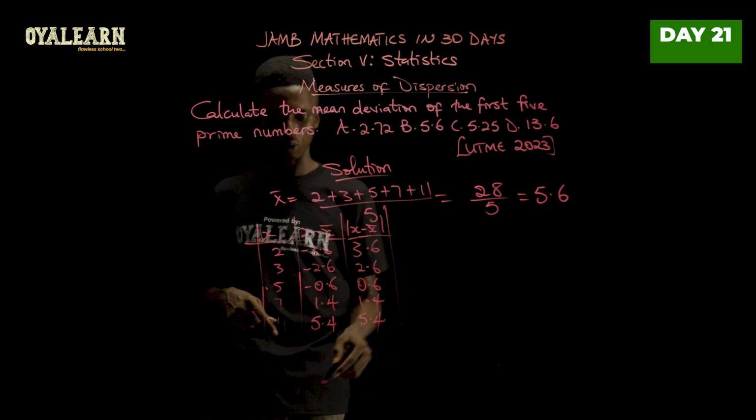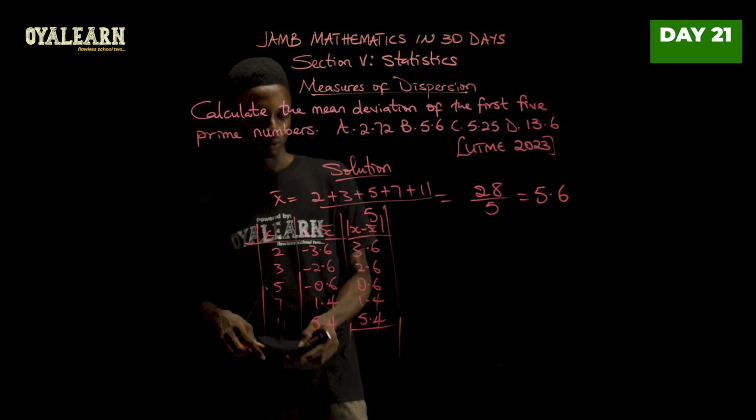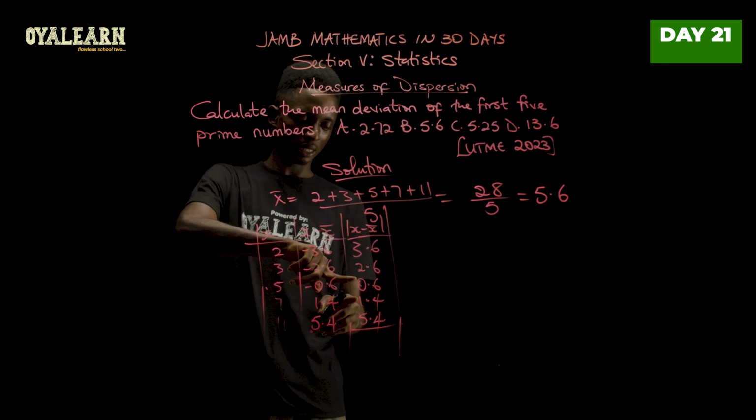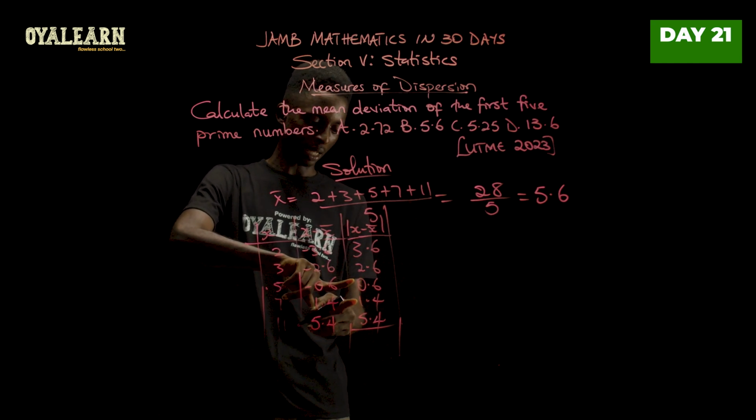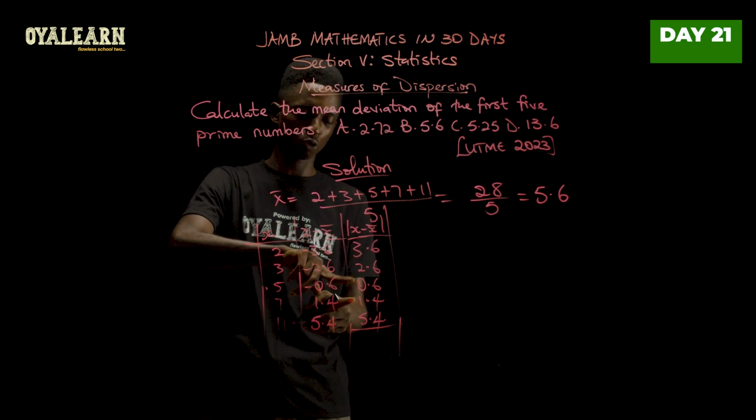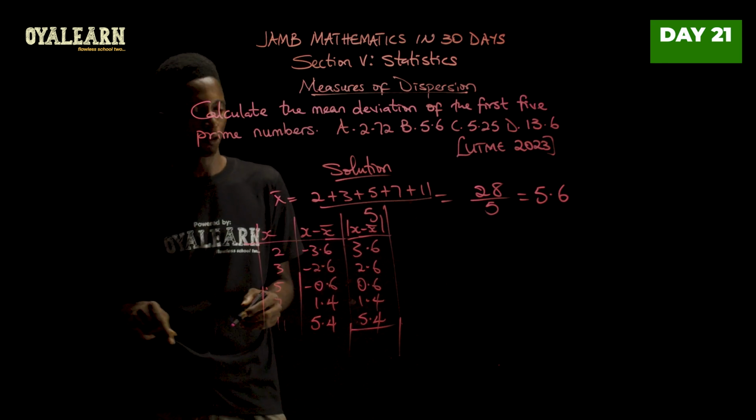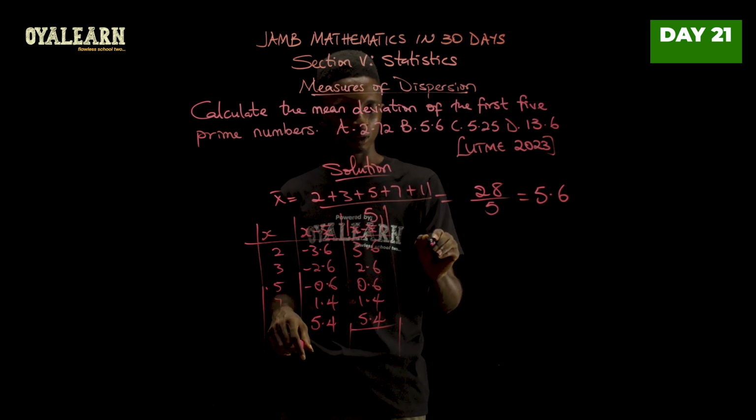So let's now go on to add all of these together. If we add this and this together, that will give us 2. When we add this, we should have 10. 10 plus 2, that's 12. 12 plus 2.6, that's 14.6. So mean deviation should be 14.